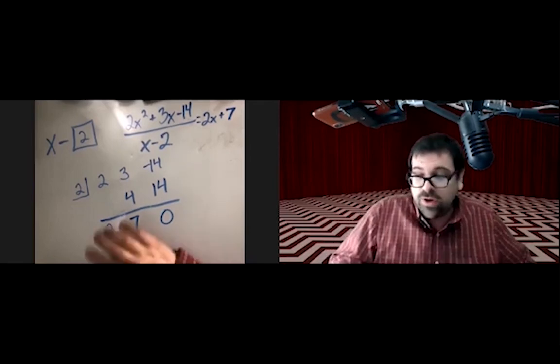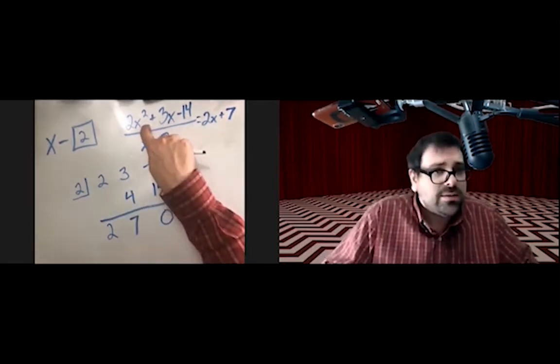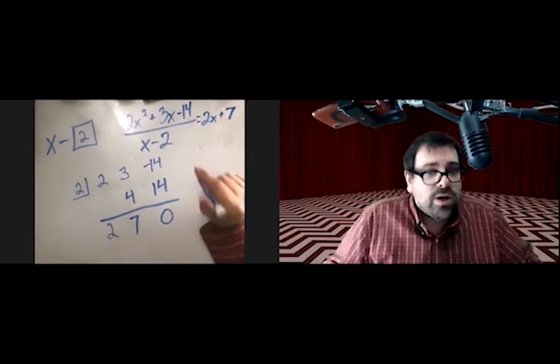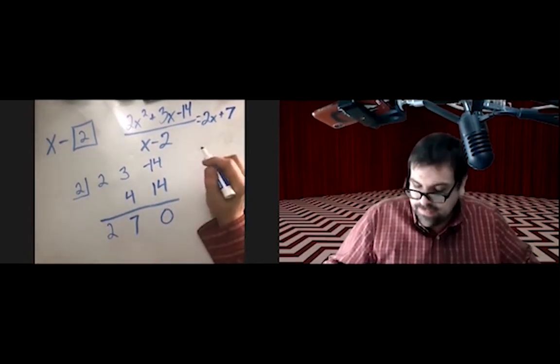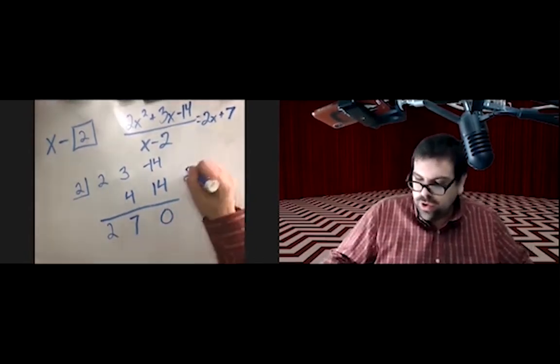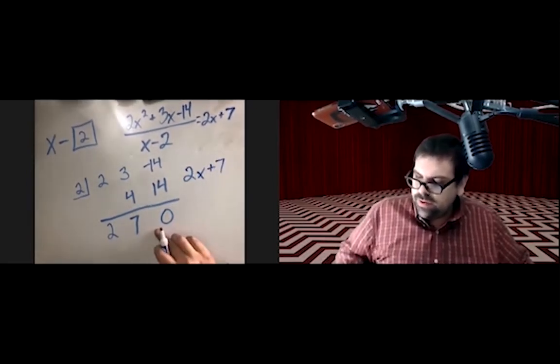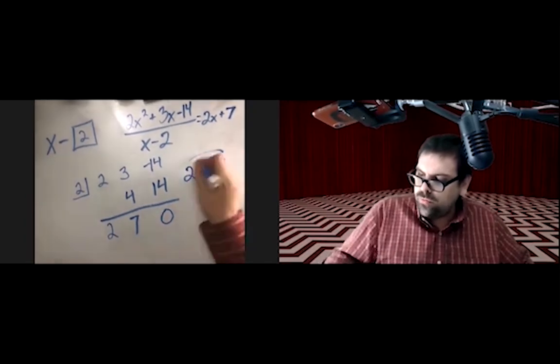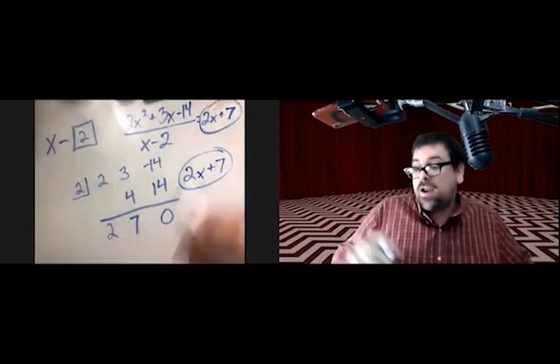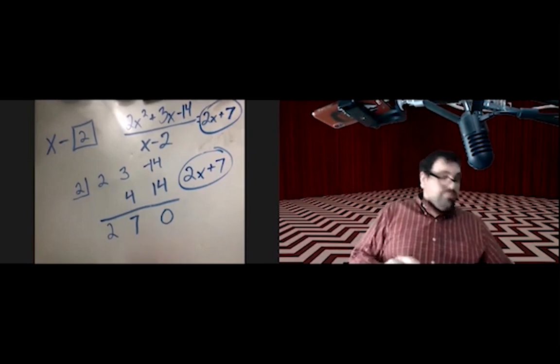Here's what we do with that. What did we start with? It was a 2x squared. Let's lower that by 1. So it's just an x. 2x, positive 7, no remainder. Now, I know I screwed that one up, so that wasn't as impressive.